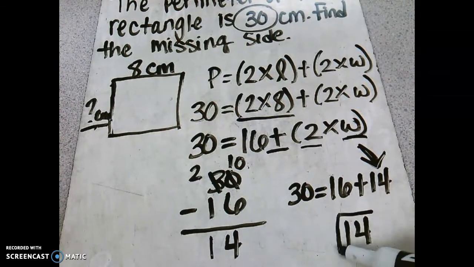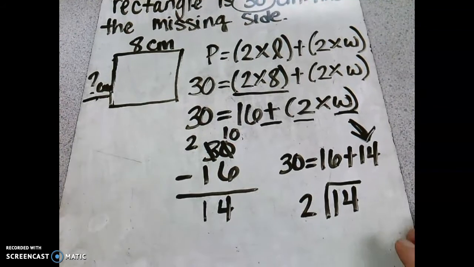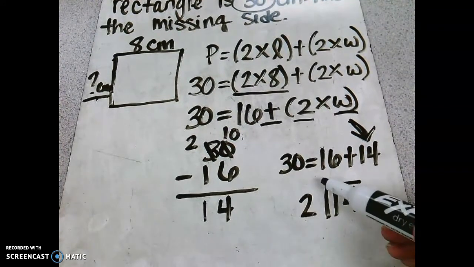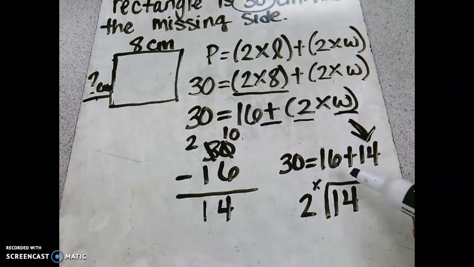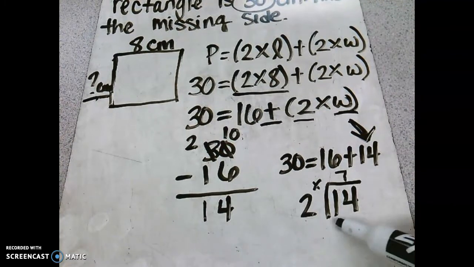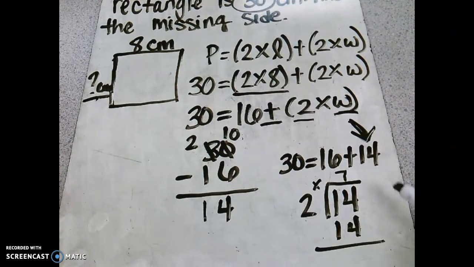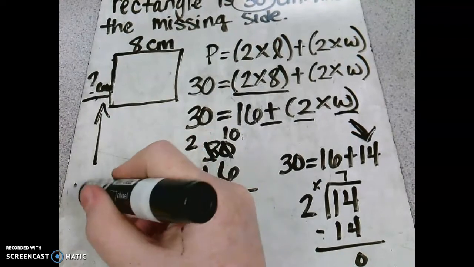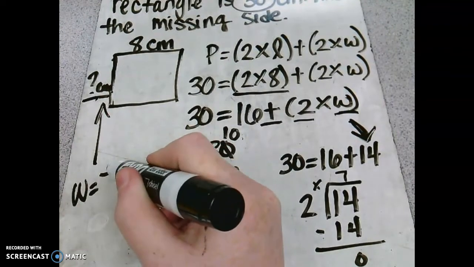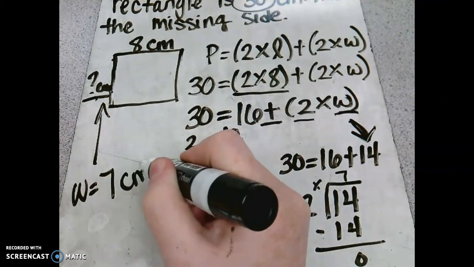Okay, if you don't know what 2 times what equals 14, we can do long division to figure it out. 2 times what is going to get me 14? 2 times what's going to get me 14? 7. You are exactly right. 2 times 7 is 14. So our width, our missing number right here, is 7 centimeters.